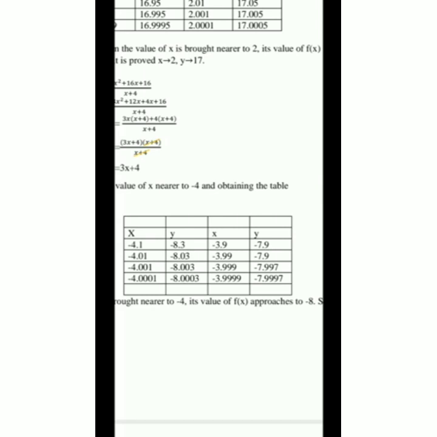Now it is clear from the table that when the value of x is brought very near to minus 4, either by increasing the value or by decreasing its value, the value of y approaches minus 8. We can see that when we decreased we got minus 8.0003, and when we increased we got minus 7.997, which is very near to minus 8. That is why we can say that when x tends to minus 4, y will tend to minus 8.